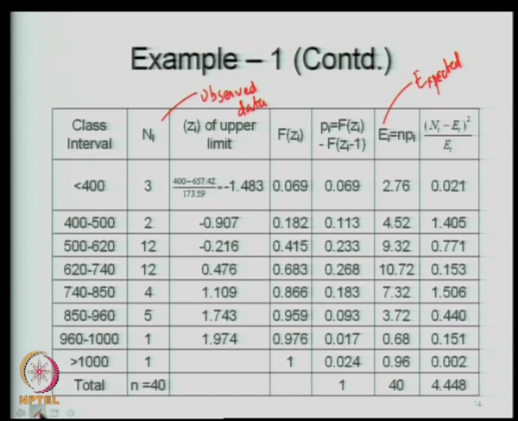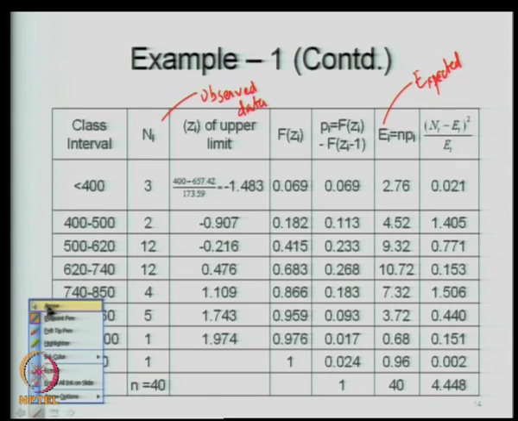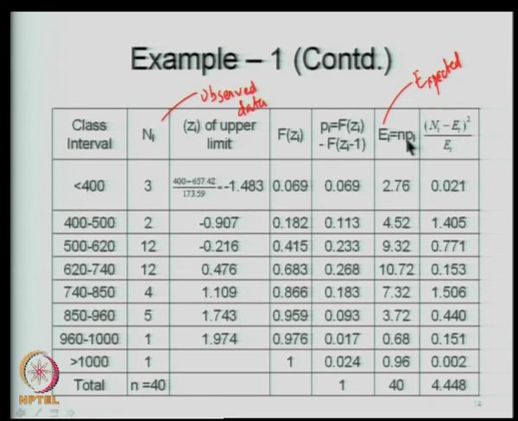So, the expected number, as I said, you will get it based on the probability multiplied by the number. So, n into pi, where n is 40 here, the number of observations. Then you get ni, which is the observed data, minus ei whole square divided by ei. Remember here, let us say you go to class interval 2 now. Class interval 2, you have 0.182 associated with this z value.